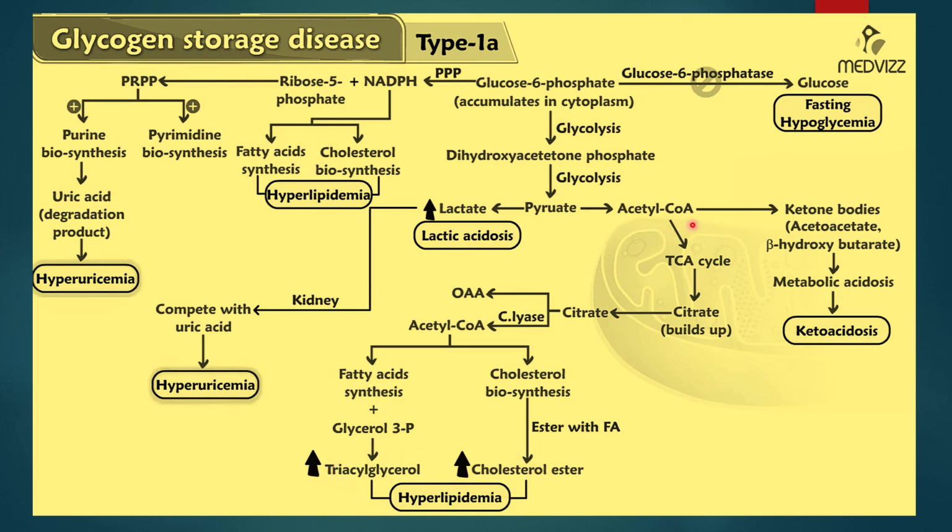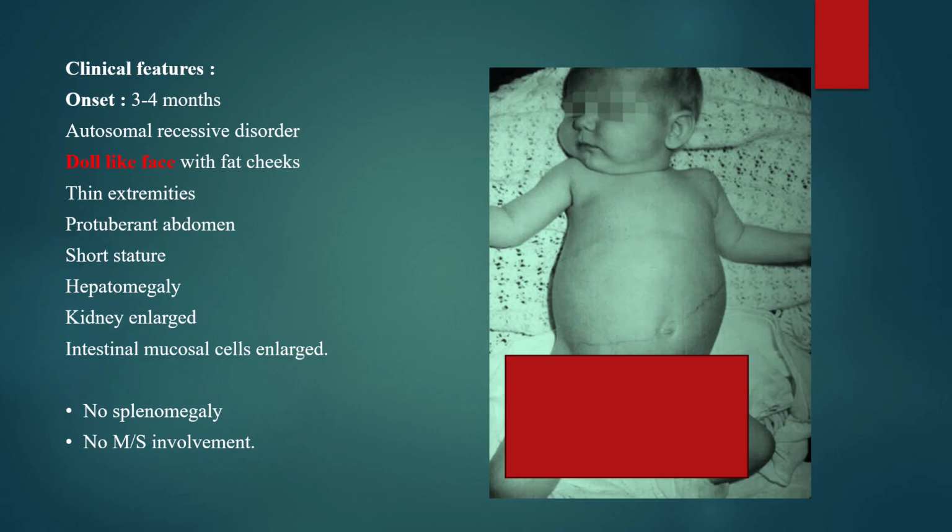Then acetyl coenzyme A in excess amount is diverted to the synthesis of ketone bodies. So ketone bodies in the form of acetoacetate, beta hydroxybutyrate, and that leads to metabolic acidosis. So that condition is ketoacidosis. That's why the patient will be in a state of hyperventilation. So these are the important features associated with von Gierke's disease or glycogen storage disease type 1.